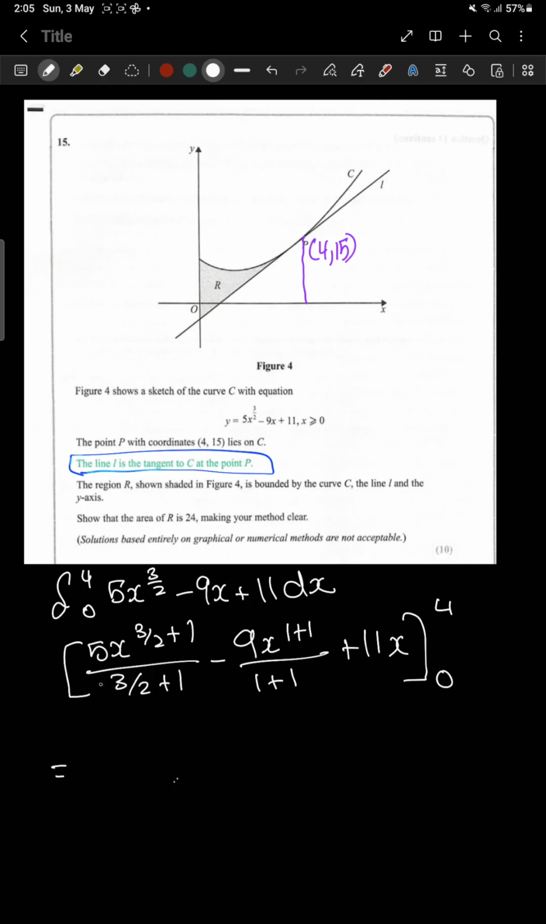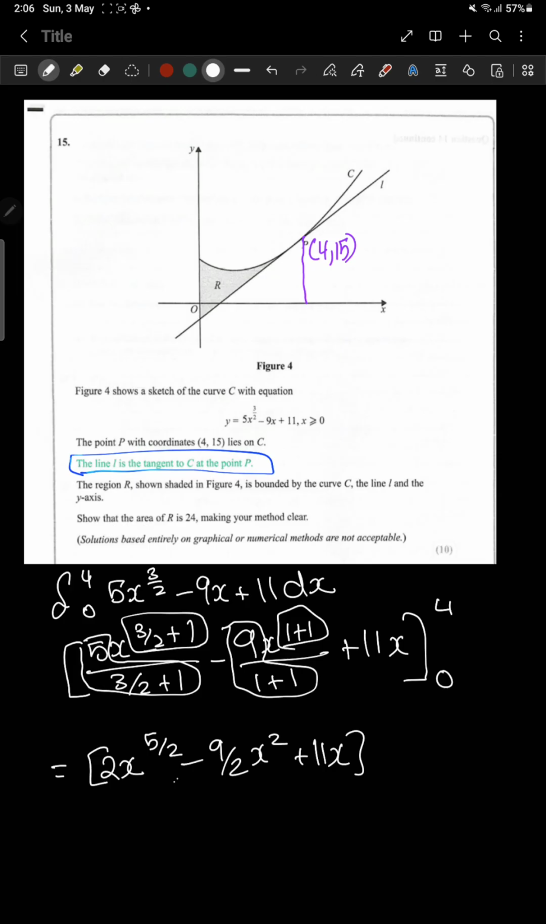Okay, so let's clean this up. Now over here you have to divide this and add the powers. This is just going to be 11x. So if I simplify this, I'm going to have 2x to the power of 5 over 2, minus 9 over 2 x to the power of 2, plus 11x.